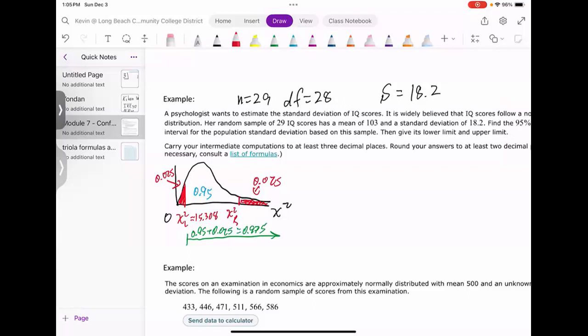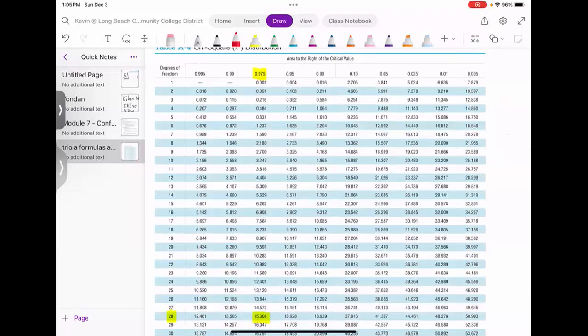And area to the right of the right one is 0.025. 0.025 is here. And they're going to meet right there. 44.461.